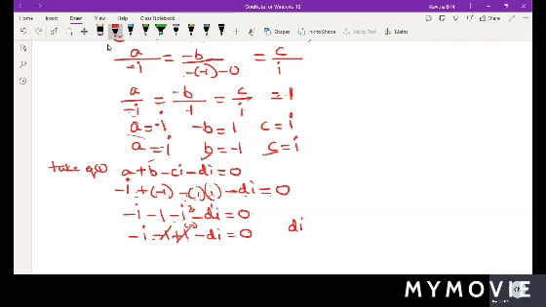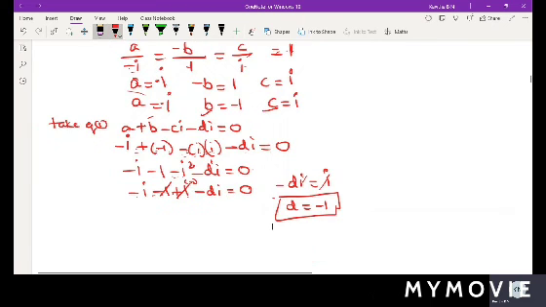Minus di is equal to minus i, I will shift it to the RHS side. Then i gets cancelled here. Then d is equal to minus 1. Here d is equal to minus 1. Then we know all the values. Here the a value is equal to i and b value is minus 1, c value is i and d value is minus 1.